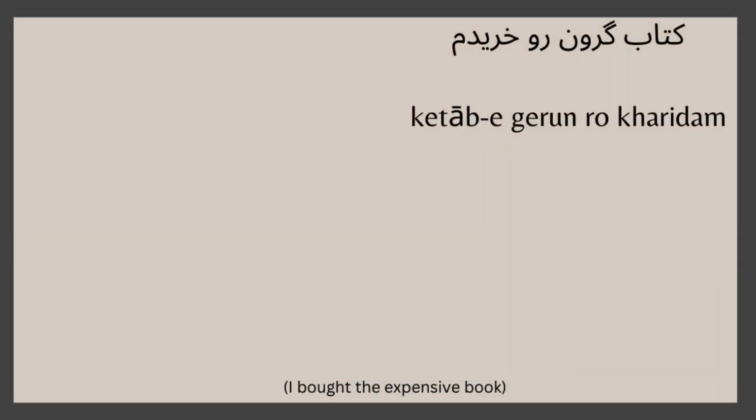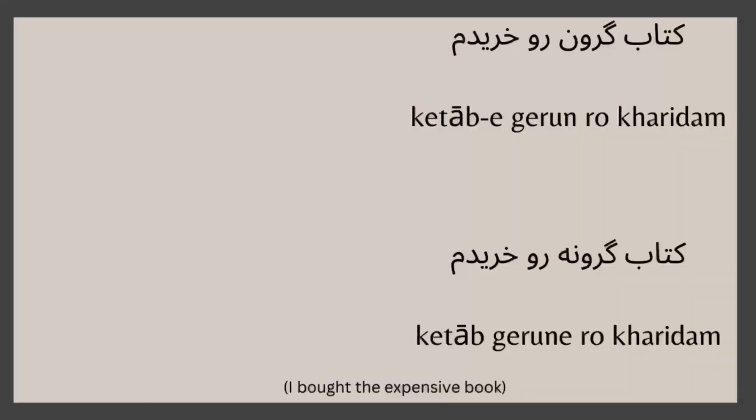I'm gonna take a sentence as an example, and I'm gonna analyze it so that we can understand what the differences are, what these two different rules are. کتاب گرون رو خریدم. I bought the expensive book. It has the same grammatical rule I explained to you. There is a genitive case between adjective and its noun. But there is another way to say that.